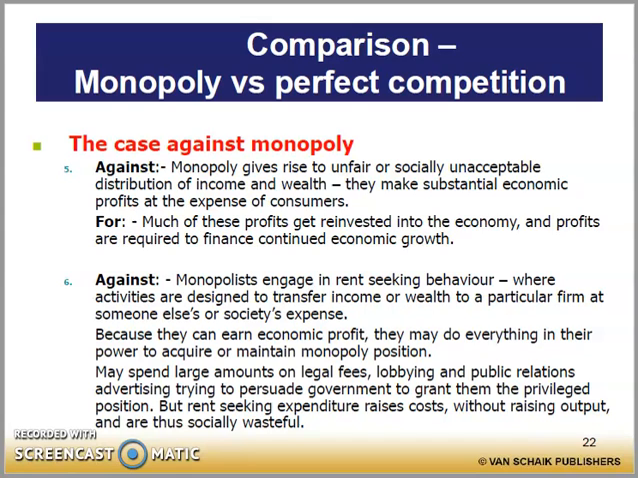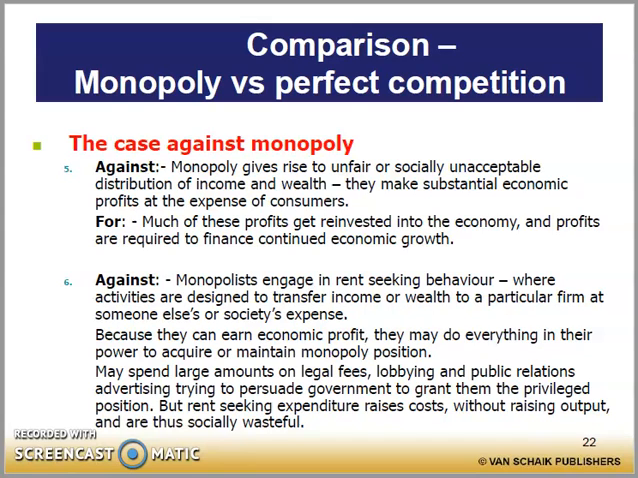The last argument is that monopolies tend to engage in rent-seeking behavior. This refers to activities designed to transfer income or wealth to a particular firm or resource supplier at someone else's expense, or at society's expense. Since a monopolist can earn economic profit in the long run, there is an incentive for monopolists and aspiring monopolists to do everything in their power to acquire or maintain monopoly privilege granted by the government, for instance, in the form of an exclusive franchise or license.